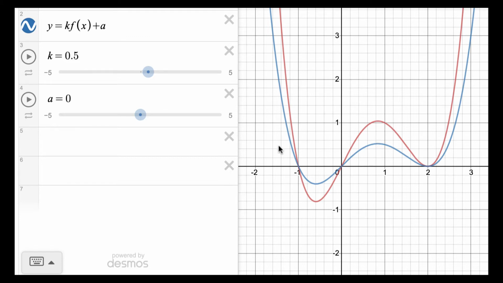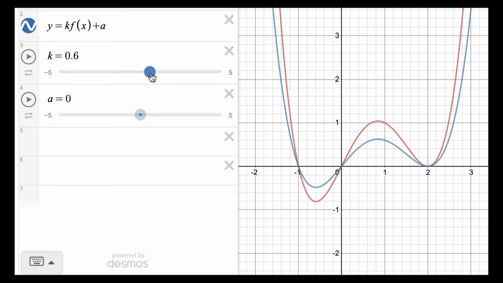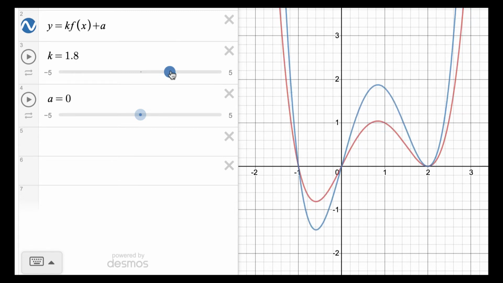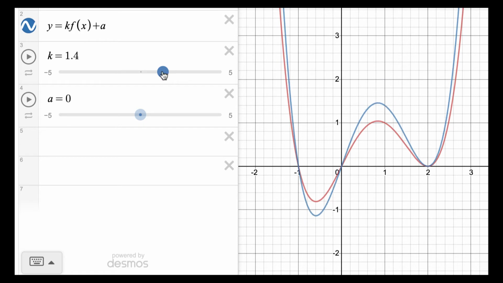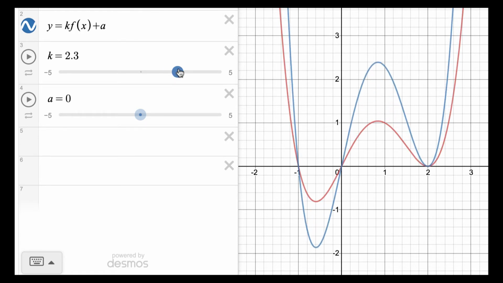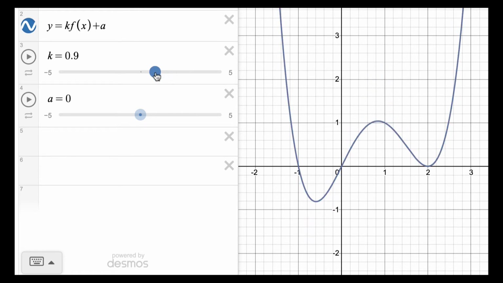Now, if you look at this graph, the only points where that scaling has no effect are points on the x-axis. So a scaling by multiplying by this factor k has no effect on the points that are actually on the x-axis. Now what if we make k negative?